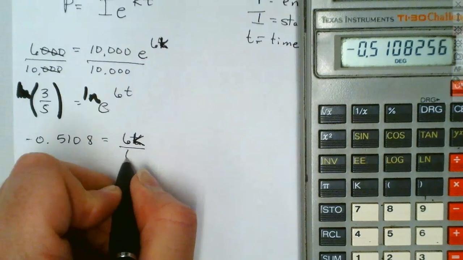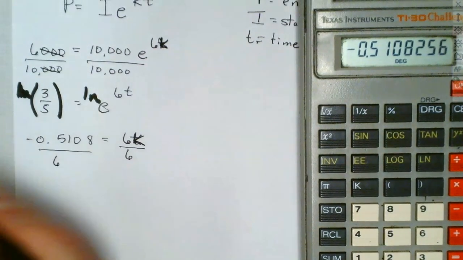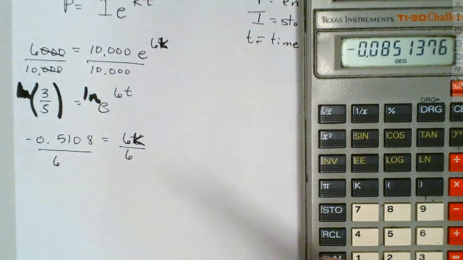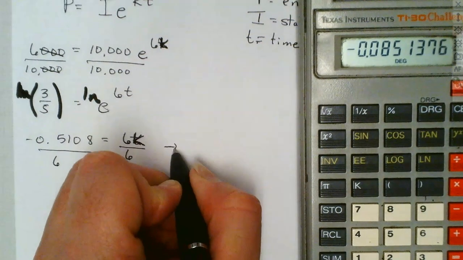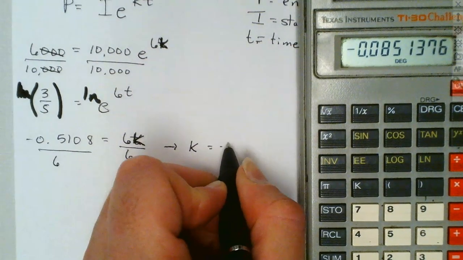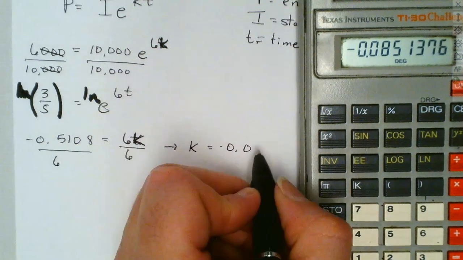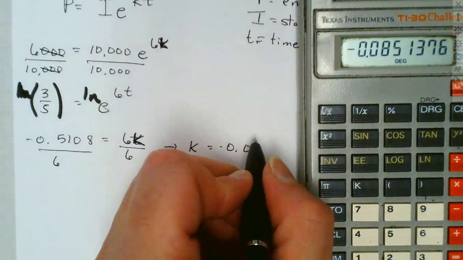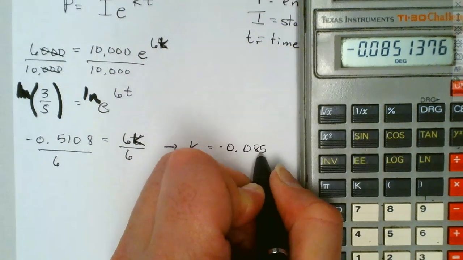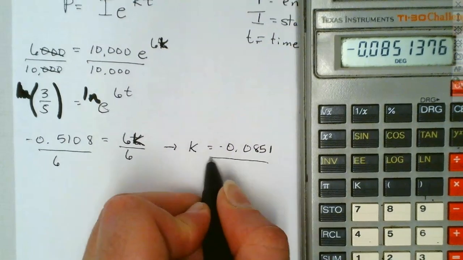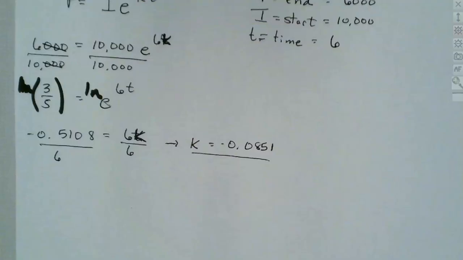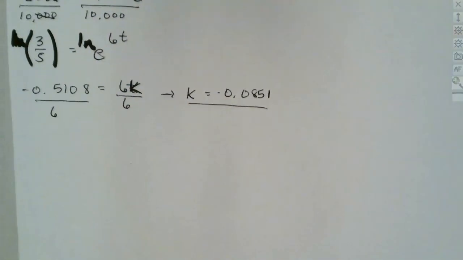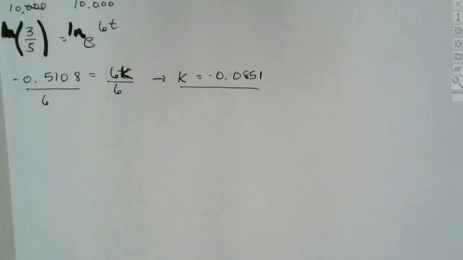So we'll divide by the 6 there, because that's our time. And that's going to now give us our k. And we'll round that out, again, to 4 places. So now we know that our k is going to be a minus 0.0851. So that's our value of k. And k would be the strength of the antibiotic, or what type of antibiotic it is, or how effective it is. That's going to be your k, how fast it goes down.